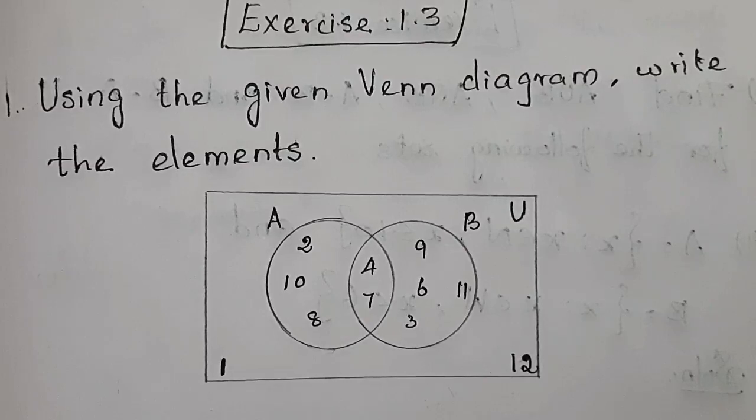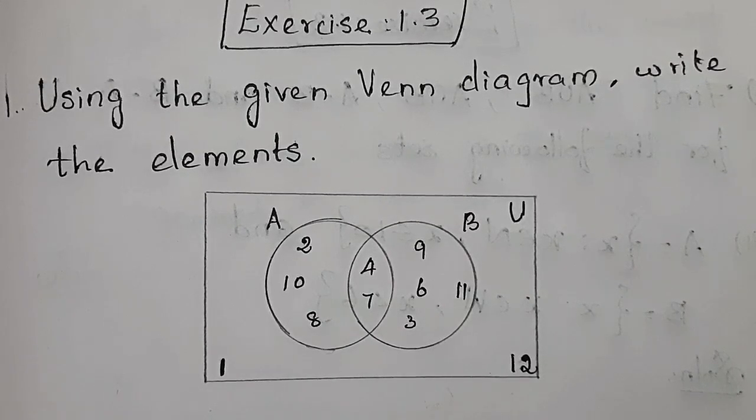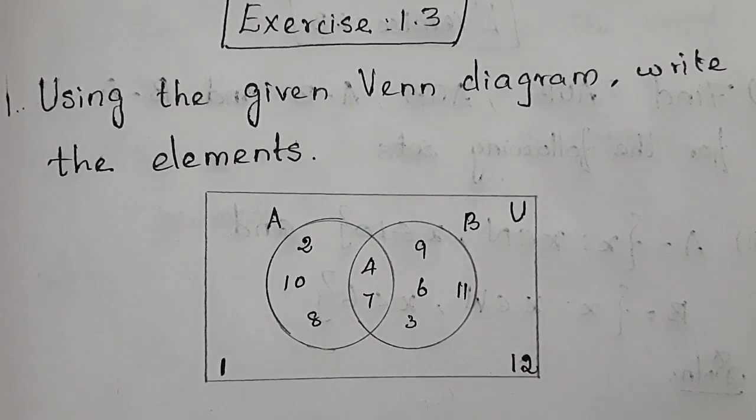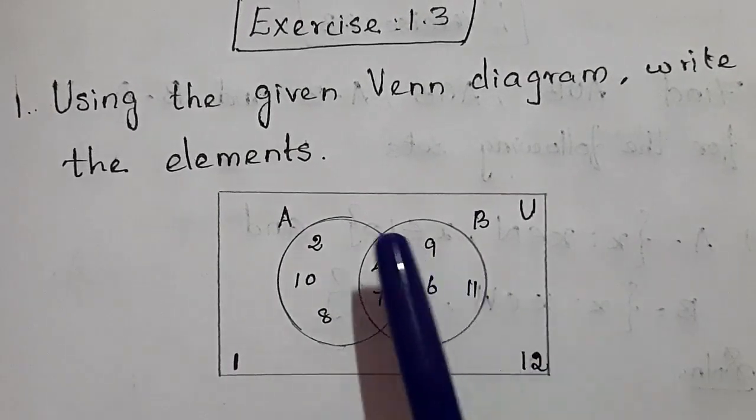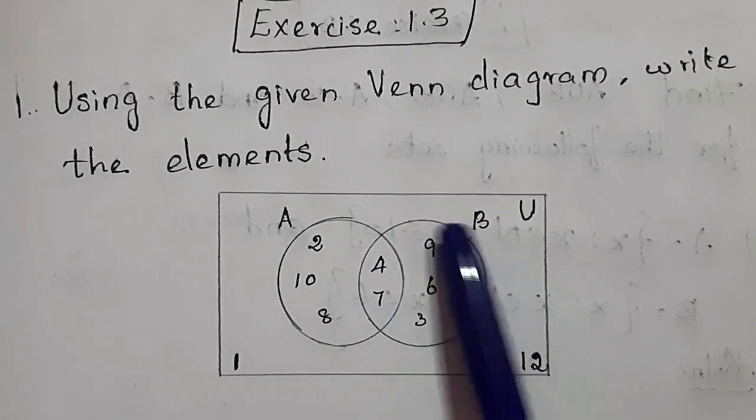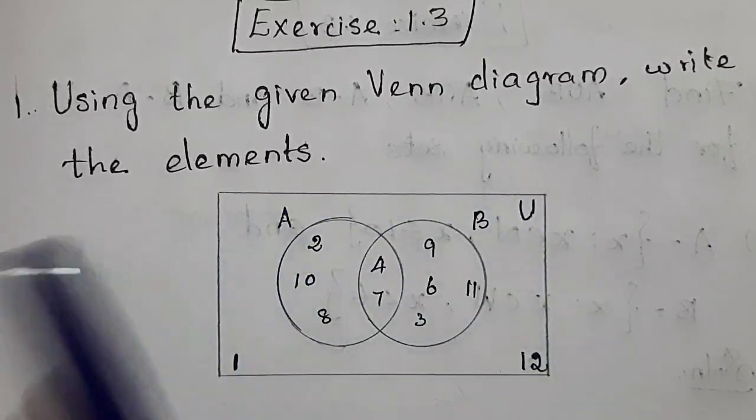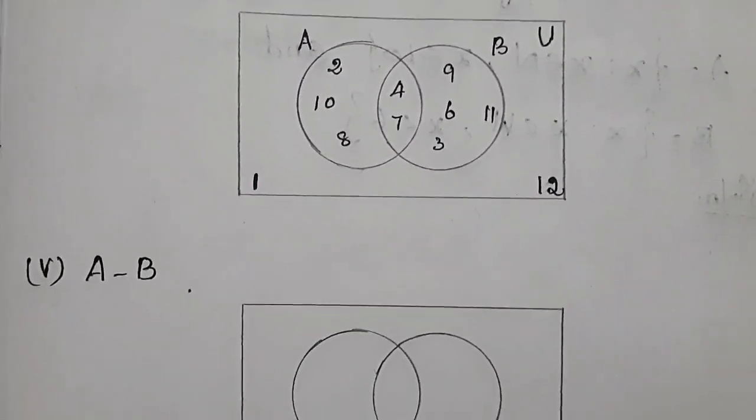Clear? See the question. This is Exercise 1.3, first part. Already some subdivisions are completed, only 5 and 6 are pending. Now we are going to do that. So it is the given set. This is set A, this is set B, and this is the universal set.